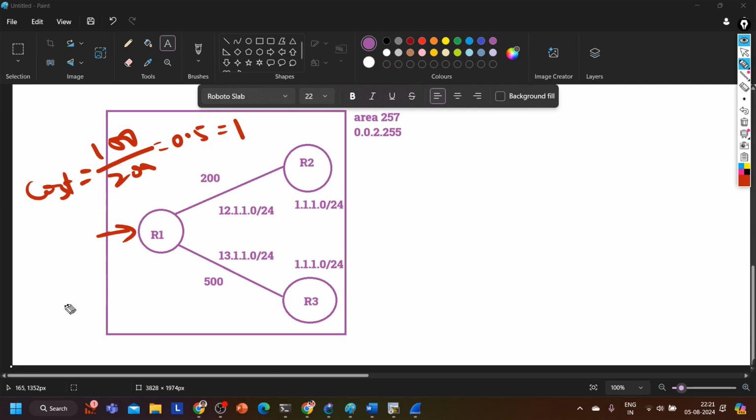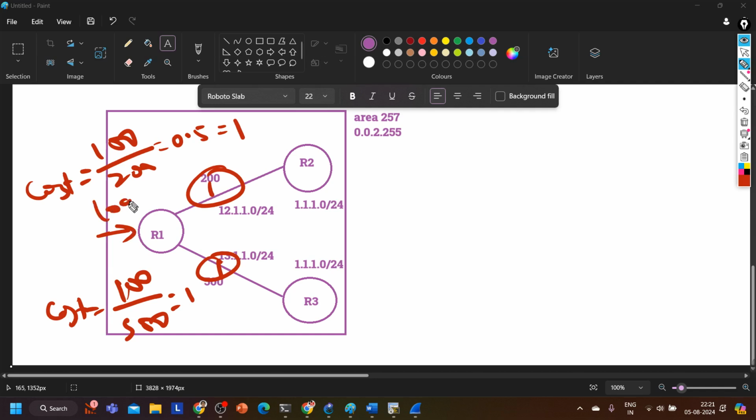In the same way, it will calculate cost on the lower link. So again, the formula is 100 Mbps upon bandwidth of my link, 500. What value will it get? 0 point something, so it will consider it as 1. Now see, according to OSPF, cost on both paths is the same, 1 and 1. Router will start performing what? Load balancing, right? Equal cost load balancing.